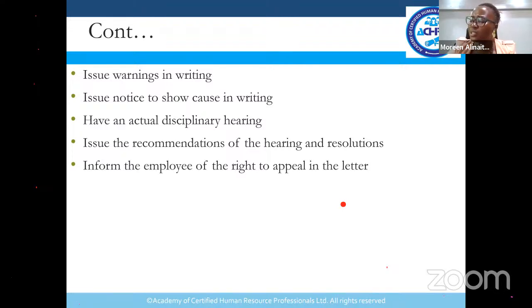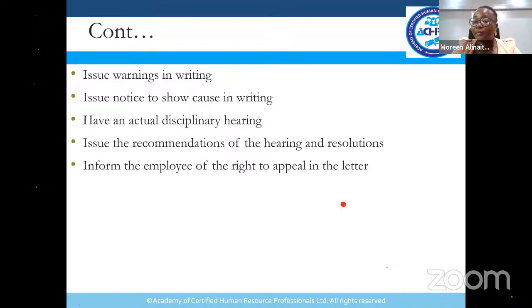Issue the notice to show cause. After that, issue the letter for the disciplinary hearing. What if the person explains themselves in the letter and it is satisfactory, and you've already issued a disciplinary hearing date? It doesn't make sense. So after you issue the disciplinary hearing letter, you should hold an actual disciplinary hearing and hold it in the proper manner.